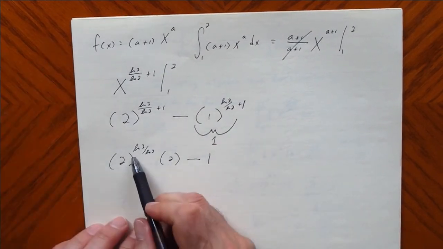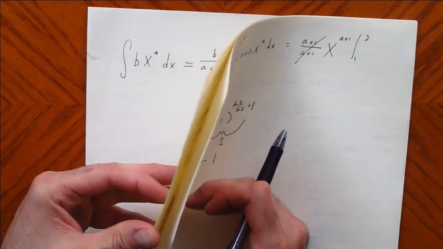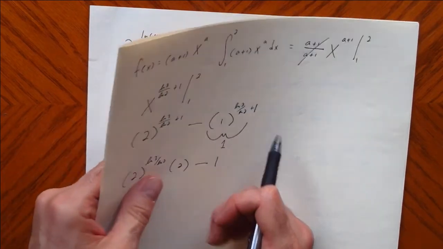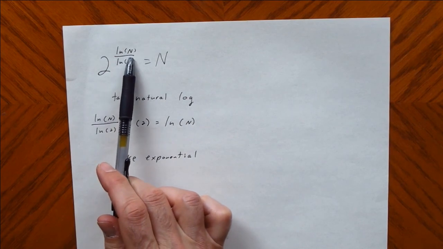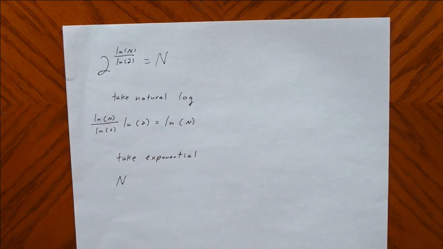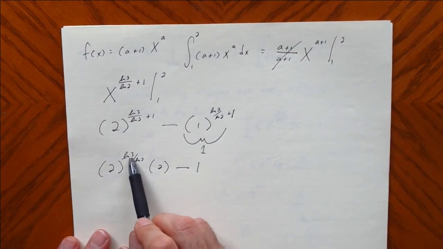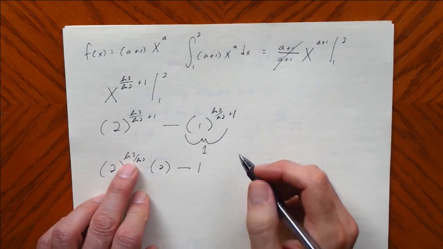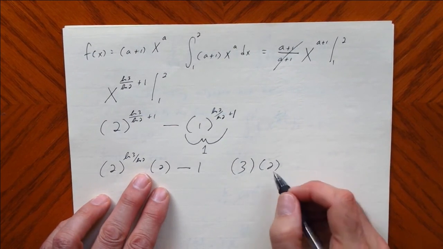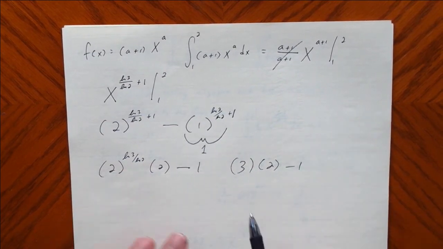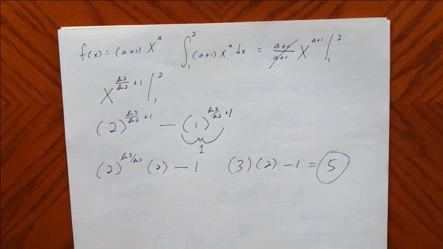Now, what is 2 raised to the power log of 3 over log of 2? Well, I happen to have a handy-dandy little cheat sheet here that'll help us. All right. So 2 to the log of some number divided by the log of 2 is that number. So over here, 2 raised to the log of 3 divided by the log of 2, well, that's just 3. You multiply that by 2, and then subtract 1. Okay, you have 3 times 2 is 6, minus 1 is 5, and that is the answer.